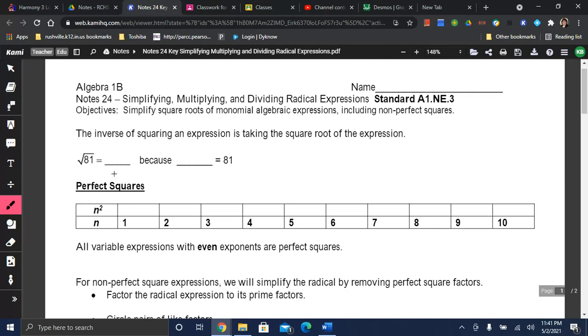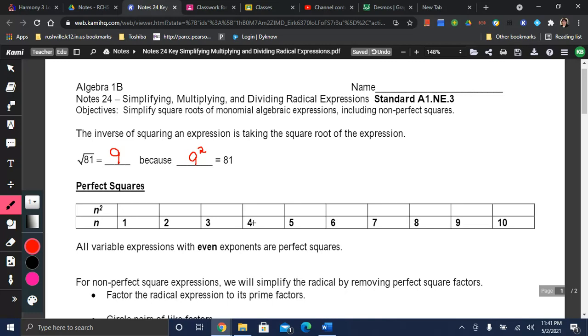So when I ask you for the square root of 81, I'm looking for an answer of 9 because 9 to the second power is equal to 81.